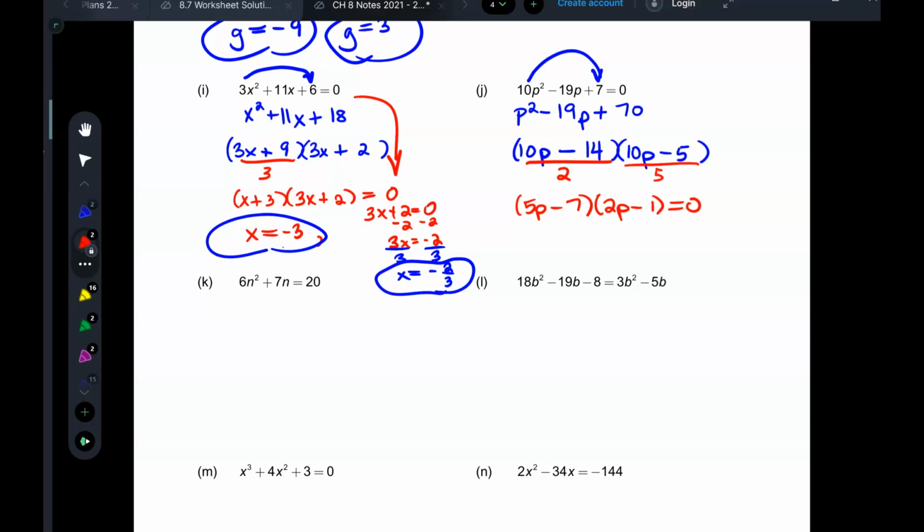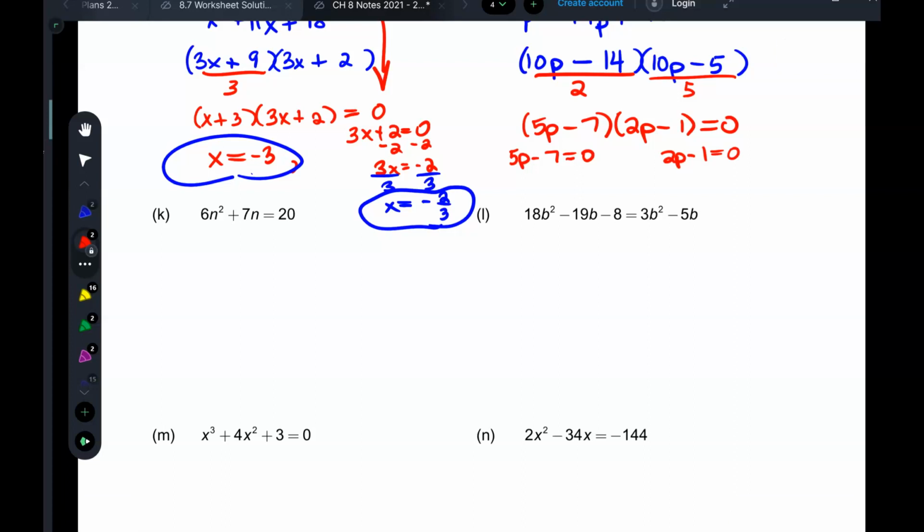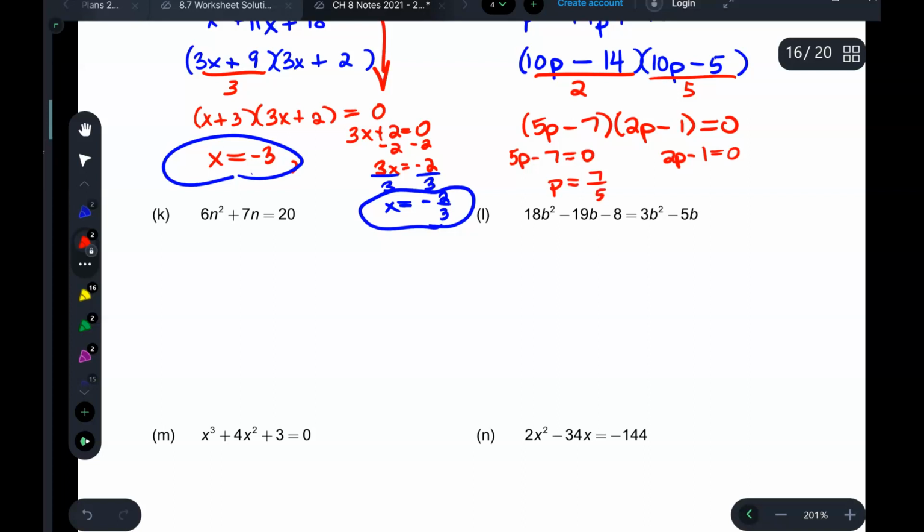Okay, this one's going to give us 2 fractions for our answers, right? So I'm going to have 5p minus 7 has to be equal to 0, and 2p minus 1 equals 0. It looks like I should have given you a little bit more room for some of these problems. 7/5. Good, this is going to give us 7/5 and 1/2.